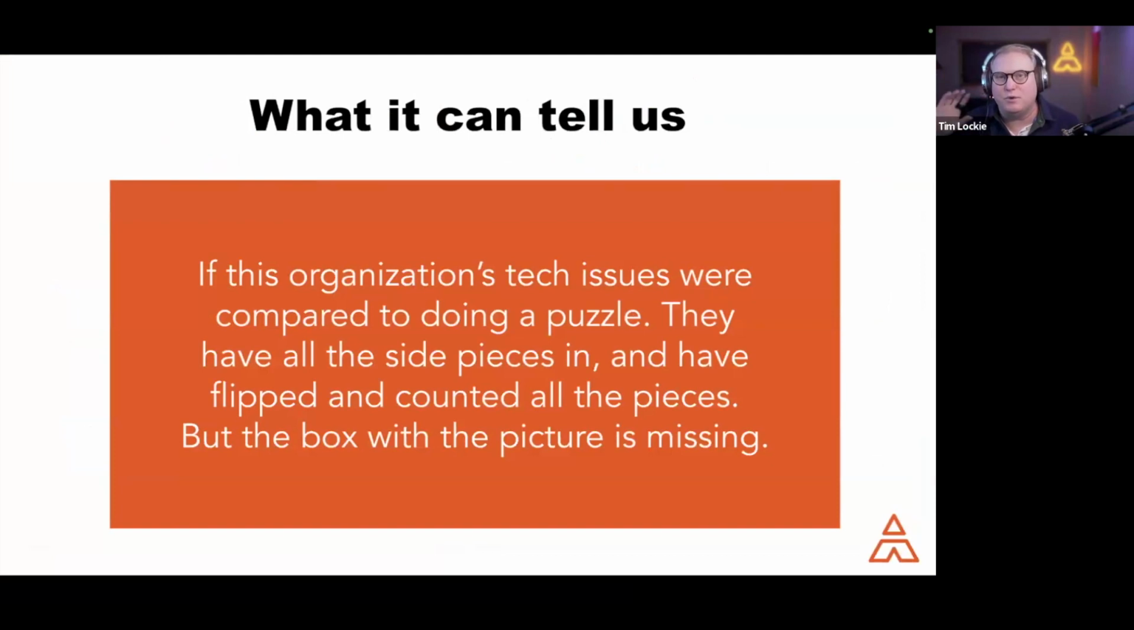I'm just going to take one organization that we worked with, and when they took this, their whole team took it. When we looked at that, I compared it to a puzzle, and I said, you have all of the pieces, you flipped them right side up, you counted the pieces, you grouped them by color, all the other stuff that us puzzle nerds do. But the box is gone, and now your team is arguing about what the picture looks like, right?